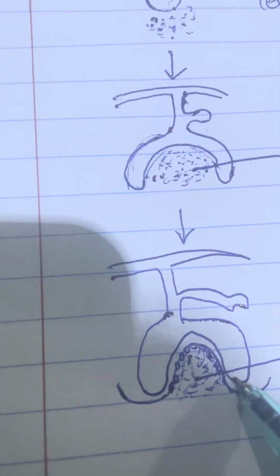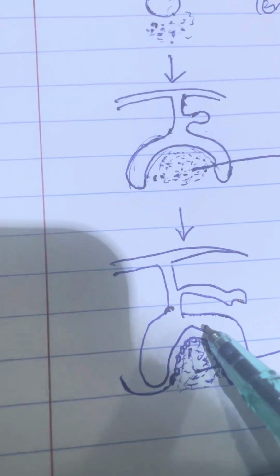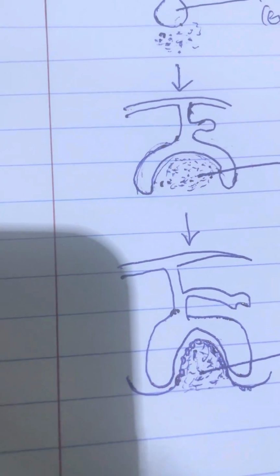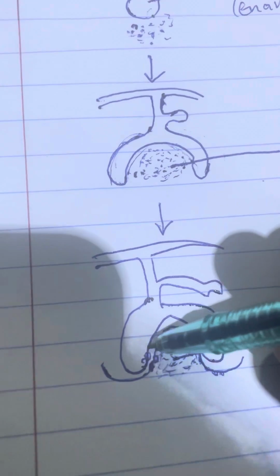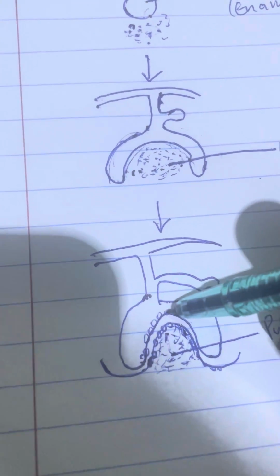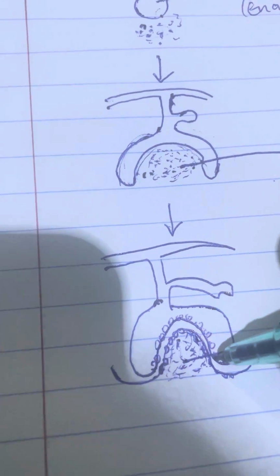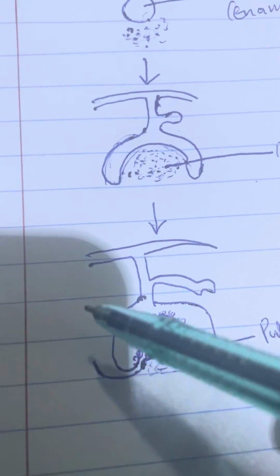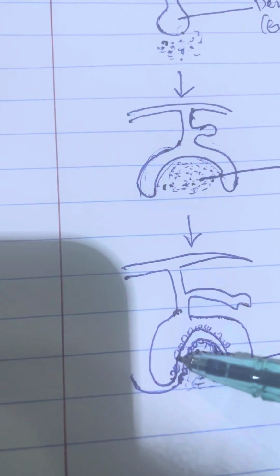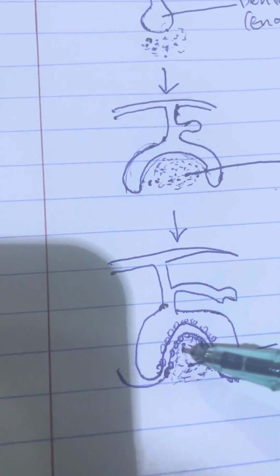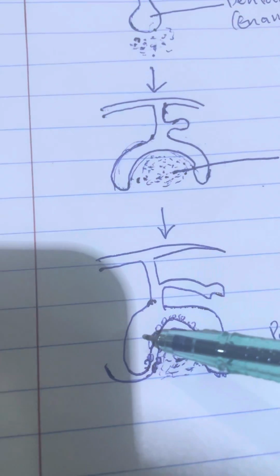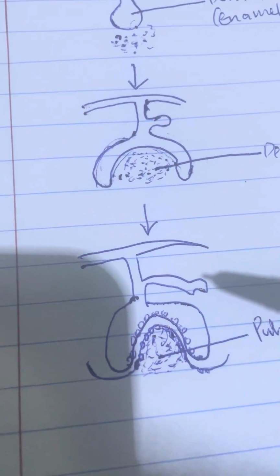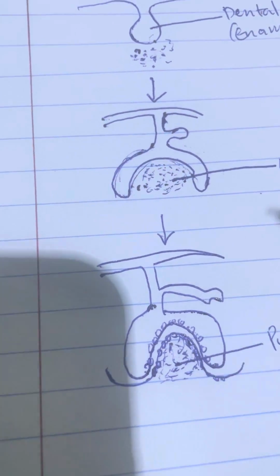Now lining the inner enamel epithelium, we have the ameloblasts, and we know that the function of the ameloblast is to secrete enamel. This stage is known as the bell stage. So in the bell stage, we have these cells now, the ameloblasts, which are going to secrete enamel, which are going to make the enamel. Then the odontoblasts are going to secrete dentin and pulp.